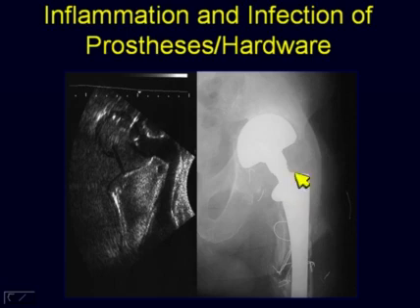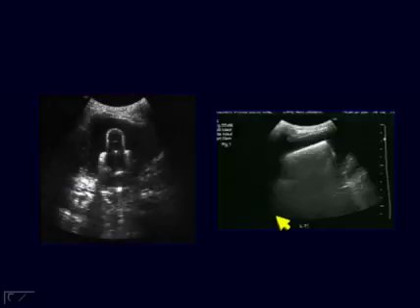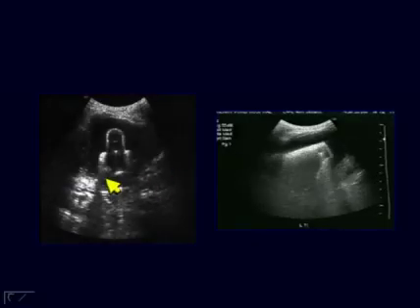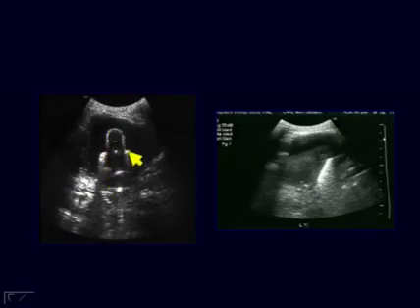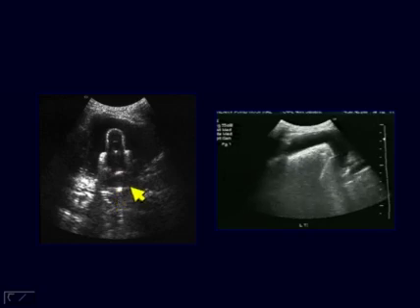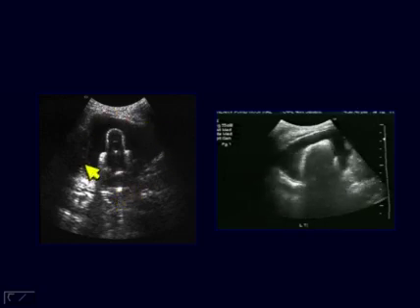In the inflammatory and infections of the prosthesis and hardware, we try to look for abnormal fluids surrounding the hardware, as you can see here. Very difficult to appreciate, of course, on the radiographs. But on ultrasound, clearly, you get to see the high-level echoes with reverberation artifact of the prosthesis and abnormal fluid collecting over it.